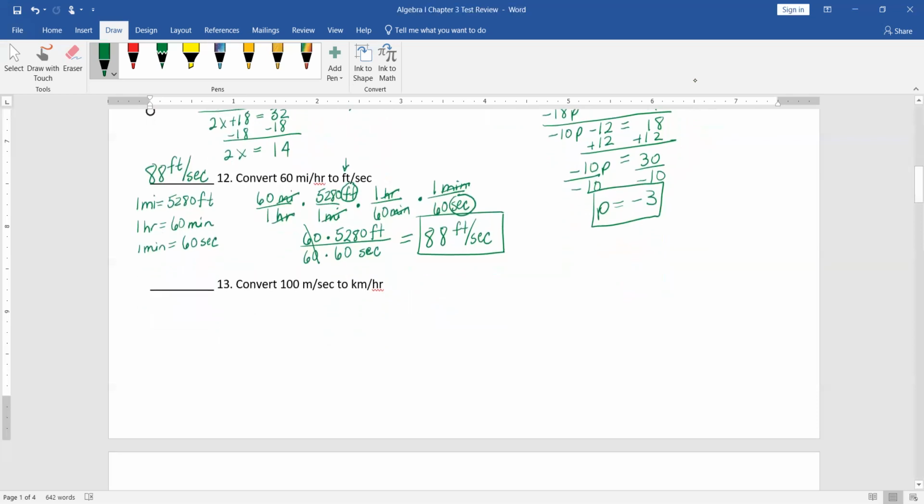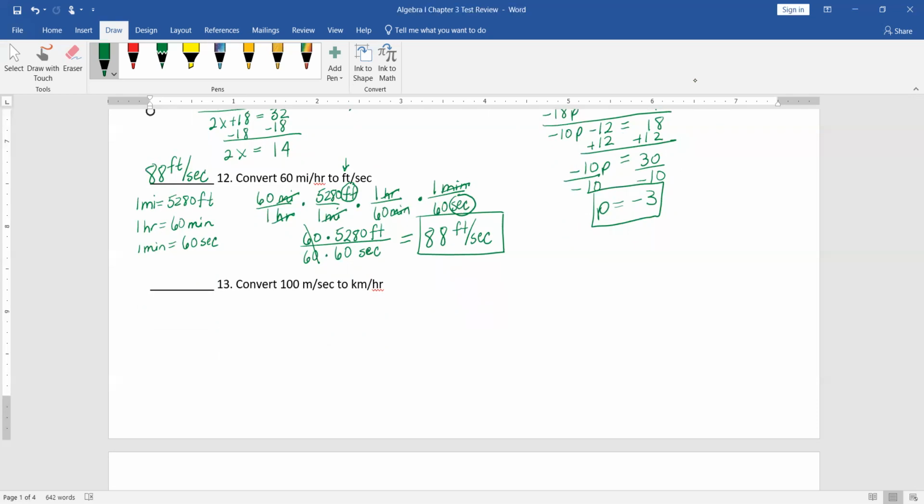Now we have a metric one, just because metric is nice and easy and fun. We want to convert 100 meters per second to kilometers per hour. Sort of the opposite of what we just did. We're going from a small distance in a small period of time to a larger distance in a larger period of time. So let's look first at our unit multipliers.